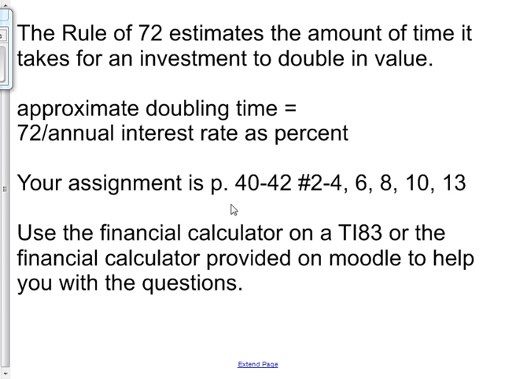Your assignment is pages 40 to 42, numbers 2 to 4, 6, 8, 10, and 13. Use the financial calculator on a TI-83 or the financial calculator provided on Moodle to help you with the questions.